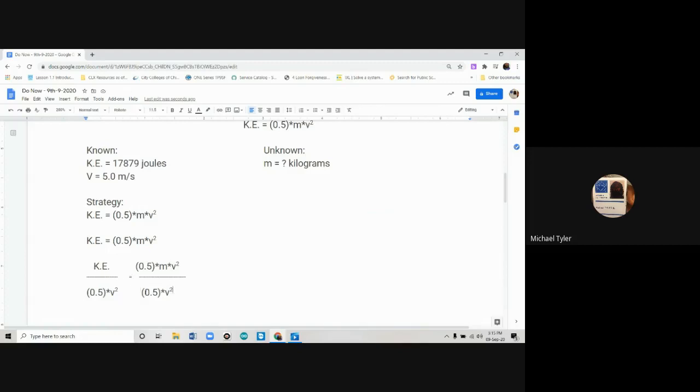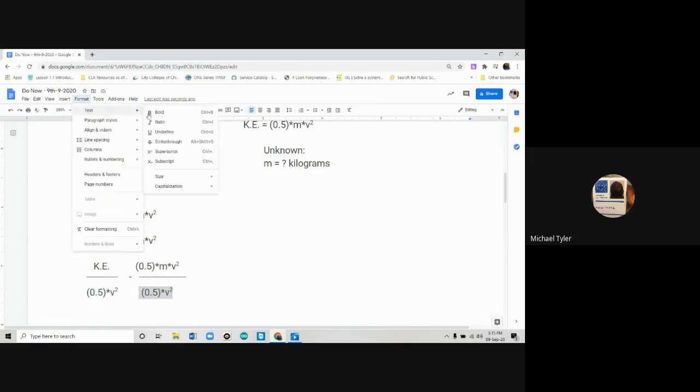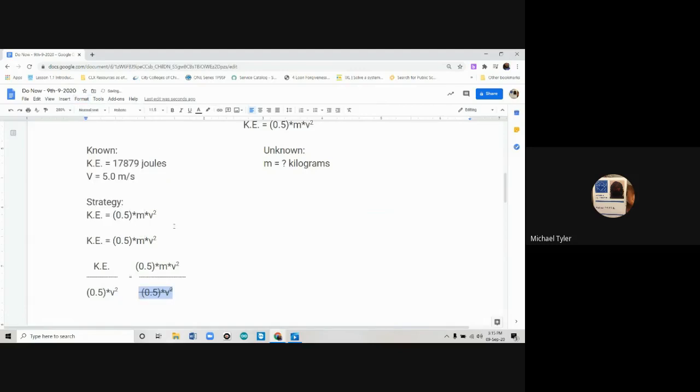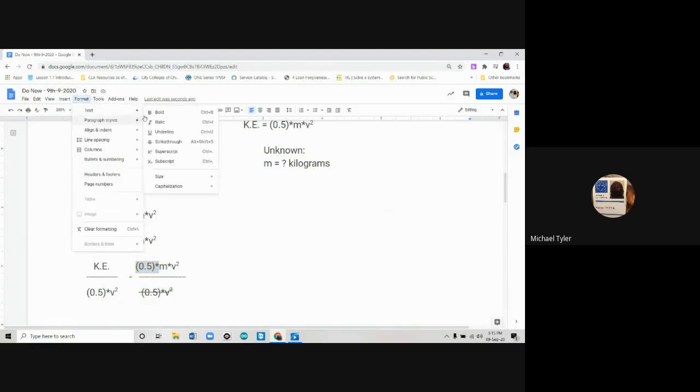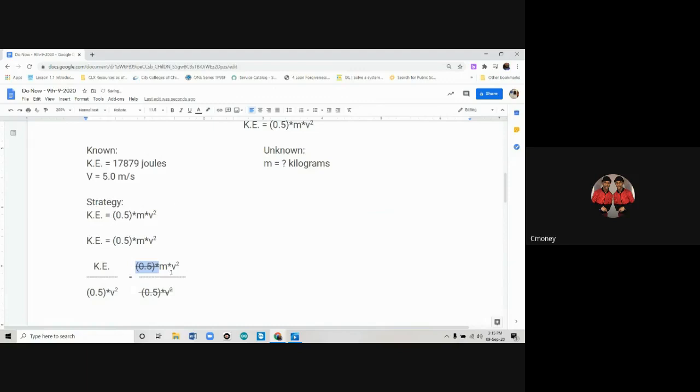0.5 divided by 0.5, they cross cancel. And then v squared divided by v squared, they cross cancel. So this part, I'll highlight that, go to format and say strike it out. I'm going to go to this part here and strike it out there too, because that crossed out with the 0.5 below. And I'm going to take this out too, because that crossed out with the v squared below.